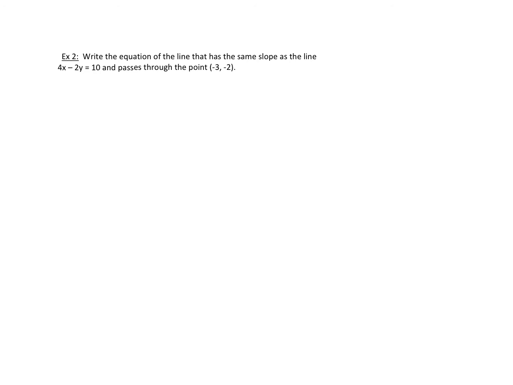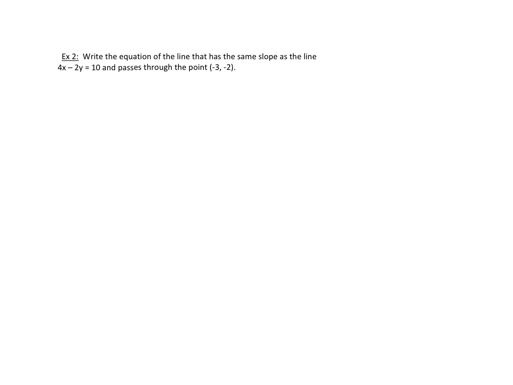All right, so hopefully you looked over your homework, that one example that we did for homework. We're going to continue with Friday's notes on example 2. We did example 1 on Friday. Example 2 says, write the equation of a line that has the same slope as the line 4x minus 2y equals 10 and passes through the point -3, -2.